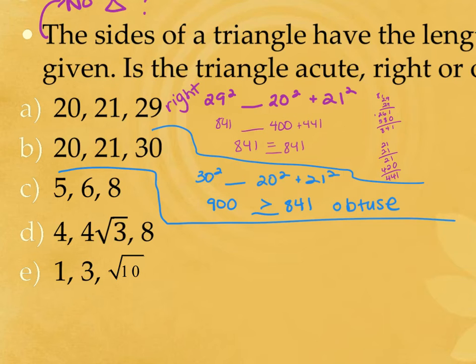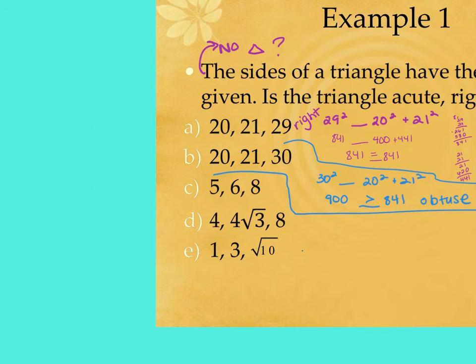Good so far? All right, so then I get 5, 6, and 8. Is that a triangle? Yes, right? So 8 squared has what relationship to 5 squared plus 6 squared? 64, 25, 36. 64 is greater than 61. Good. Which means this one is also obtuse.